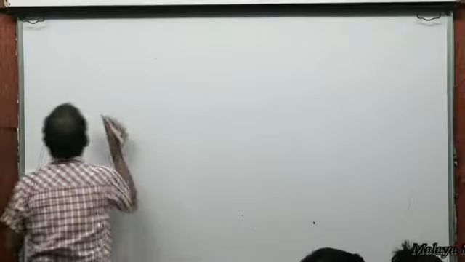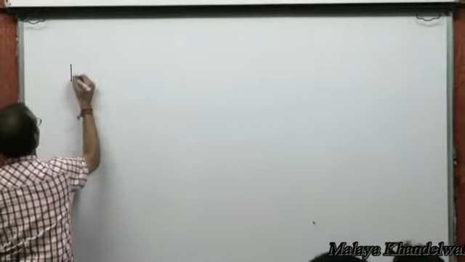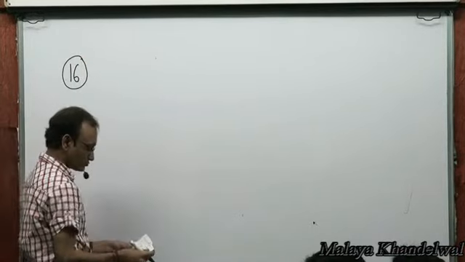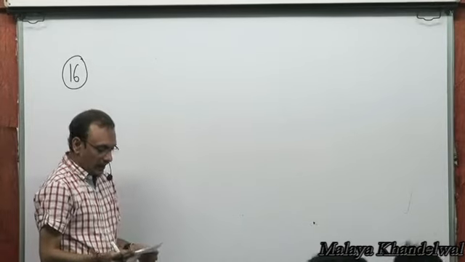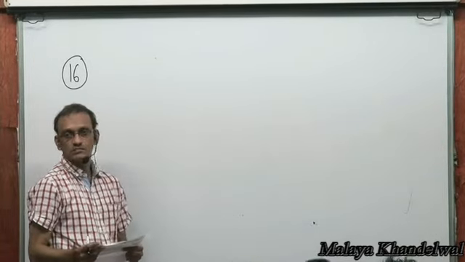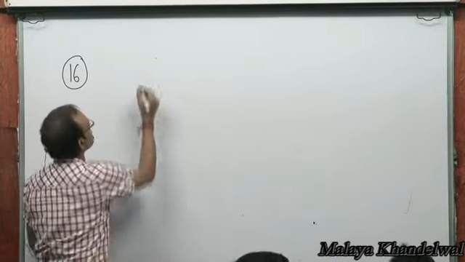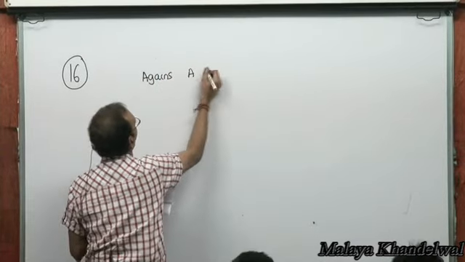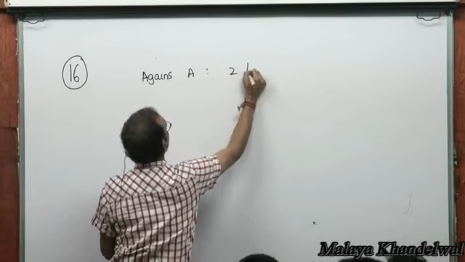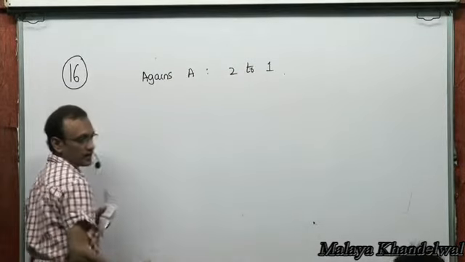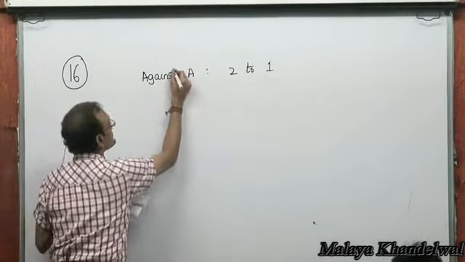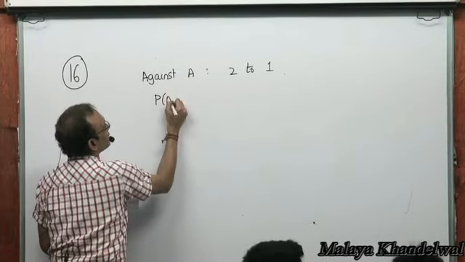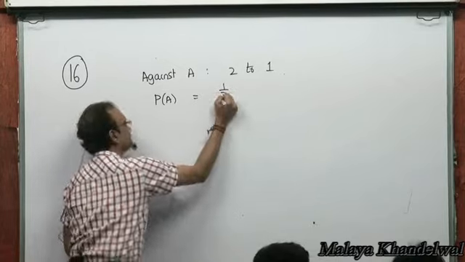Now number 16. A and B are two events. The odds against A are 2 to 1. That means against, right? Then the probability of A would be what? 1 by 3. Very good.